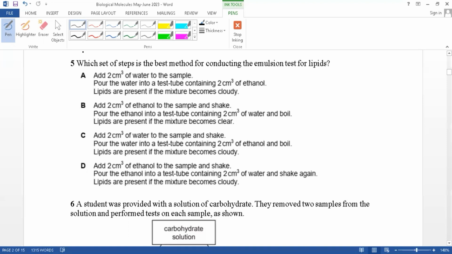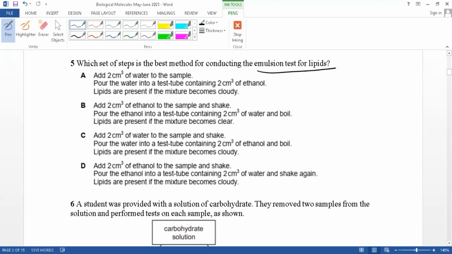Okay. Now, question number 5. Which set of steps is the best method for conducting the immersion test for liquids? You know, for the immersion test, we mix the sample and ethanol, and then we add water to it to see the cloudy emulsion. So, add 2 centimeter cube of water to the sample. Pour the water into a test tube containing ethanol. Lipids are present if the mixture becomes cloudy.